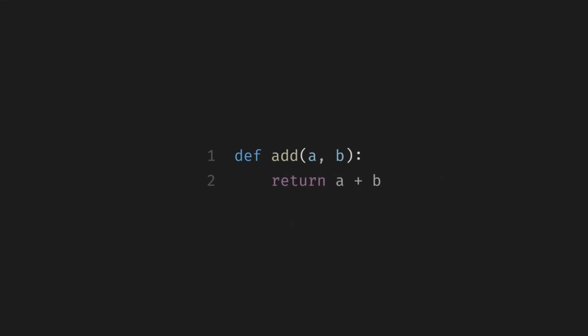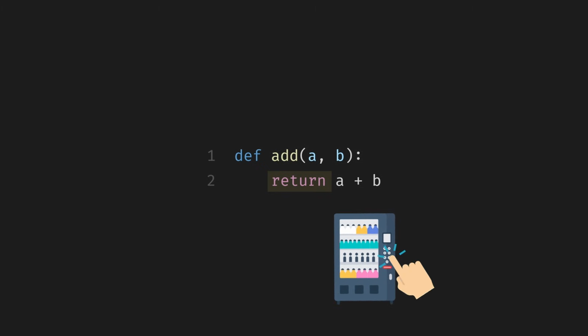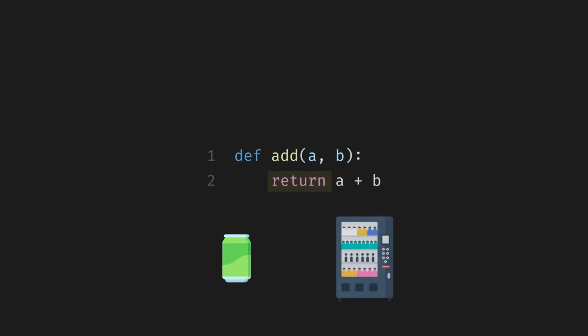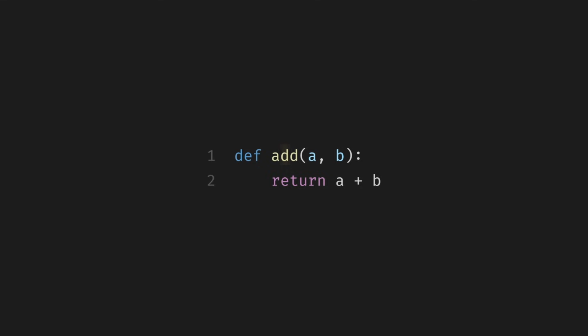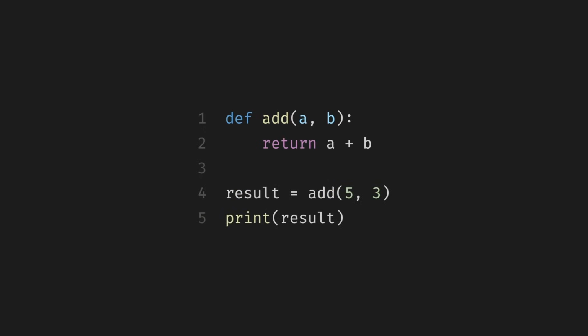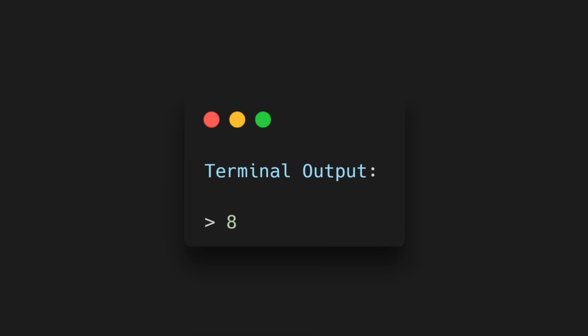Functions can also give back a result using a return value. Think of it like a vending machine. You press a button, and it gives you something in return. Let's declare a function called add that takes two parameters, adds them, and returns the sum. Here, add takes two parameters, a and b, adds them together, and returns the result. We can store it in a variable or use it directly like this. This will print 8 in the terminal.